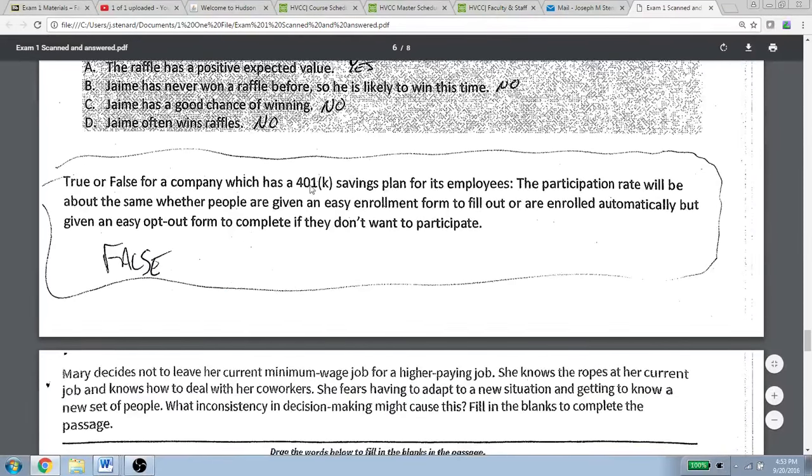True or false? For a company which has a 401k savings plan for its employees, the participation rate will be about the same whether people are given an easy enrollment form to fill out or enrolled automatically, but given an easy opt-out form to complete if they don't want to participate.